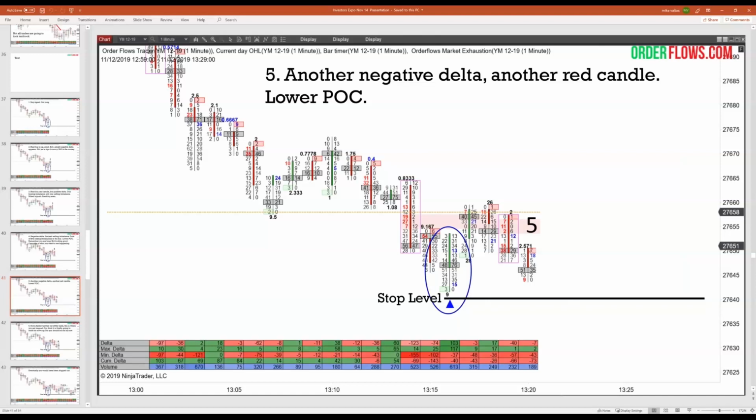At this point I've got to start thinking I've got to turn mother's picture to the wall and get out of here, right? There's no harm in taking the loss when all the order flow that's come in after you got long is negative.